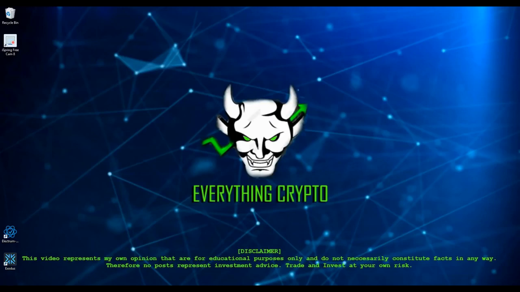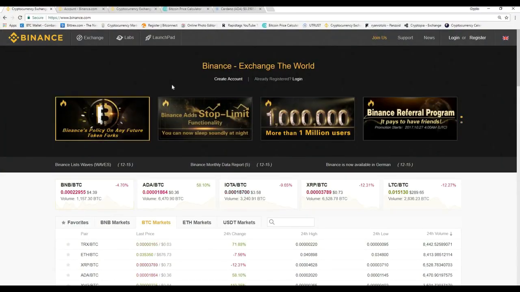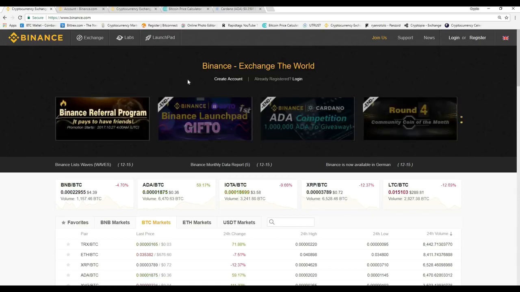So for today, we're going to be doing a step-by-step guide on everything you need to know to start trading on the Binance exchange today. If you guys don't know what the Binance exchange is, it's a place where you can buy a handful of different cryptocurrencies. You cannot buy Bitcoin on this exchange though. So if you're thinking of buying Bitcoin, you could do it through Coinbase or a couple other different websites, but you cannot do it on here.